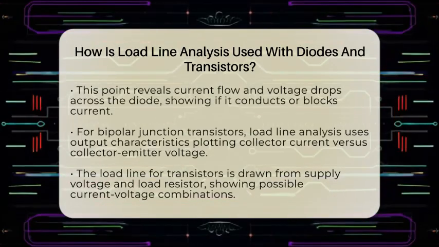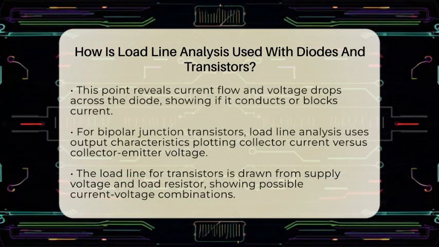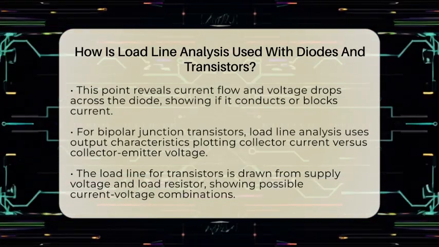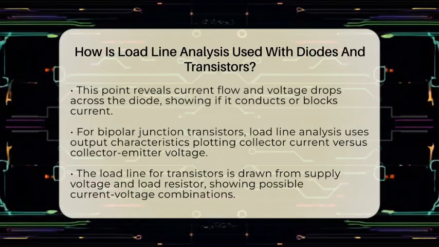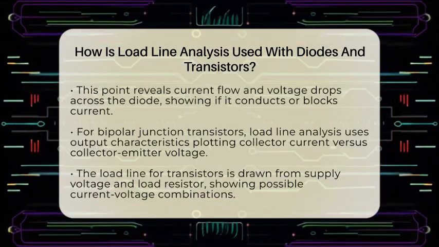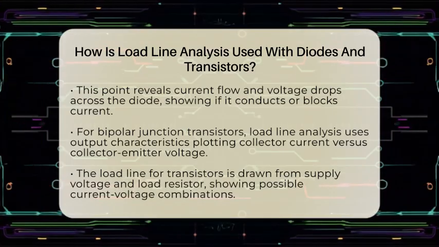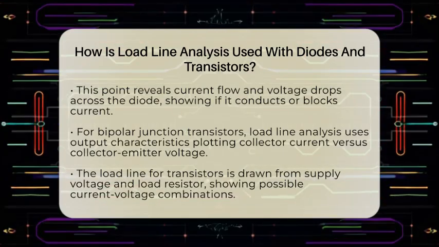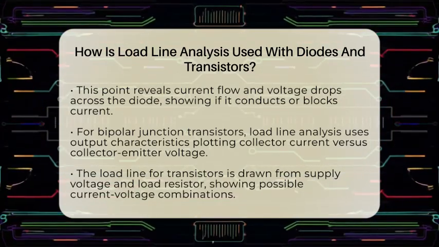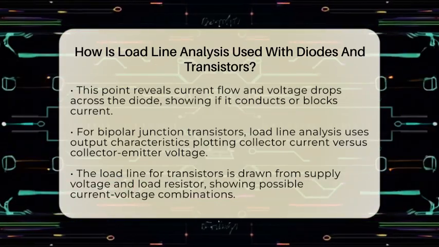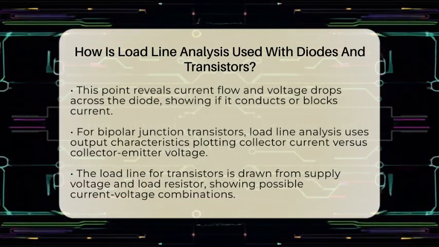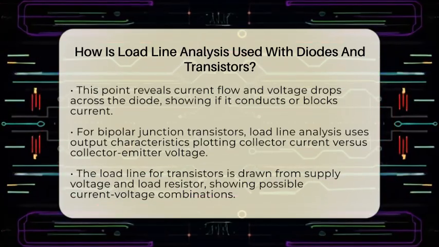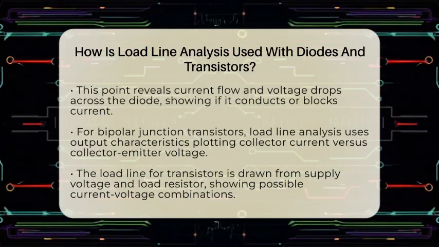For transistors, especially bipolar junction transistors, load line analysis is a bit more detailed but follows the same idea. You look at the transistor's output characteristics, which show collector current versus collector-emitter voltage for different base currents. You draw the load line on this graph using the supply voltage and the load resistor connected to the collector. The load line shows all the possible current and voltage combinations that the circuit can have.